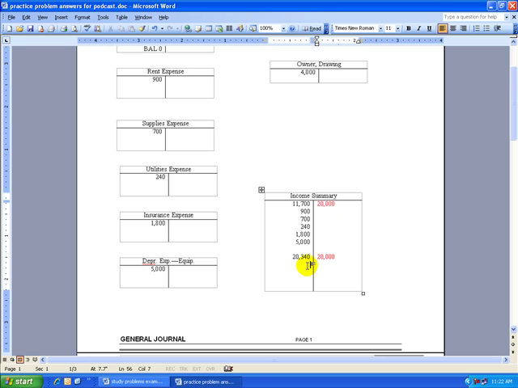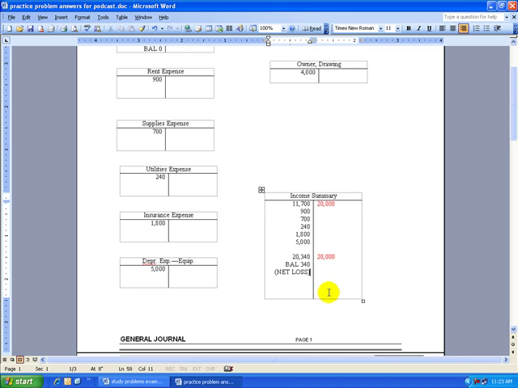Finally, we need to balance income summary. Since we have a greater balance on the debit side, this is where our balance will go. We subtract $20,000 from $20,340, and that gives us a balance of $340 on the debit side. This means we have a net loss for the month. Had the balance been on the credit side, we would have a net gain or a net income.